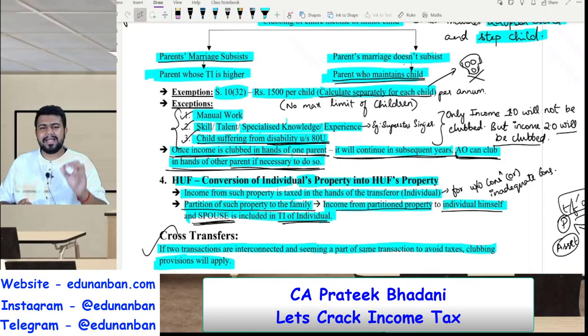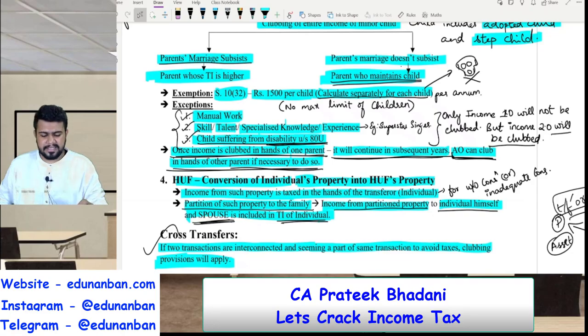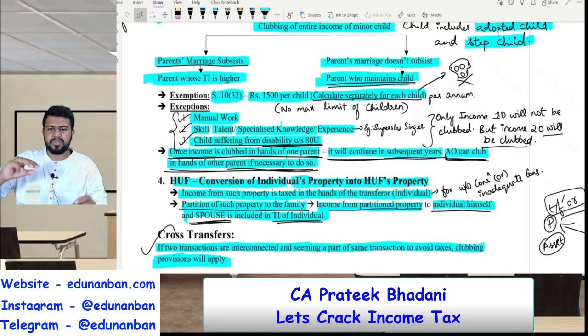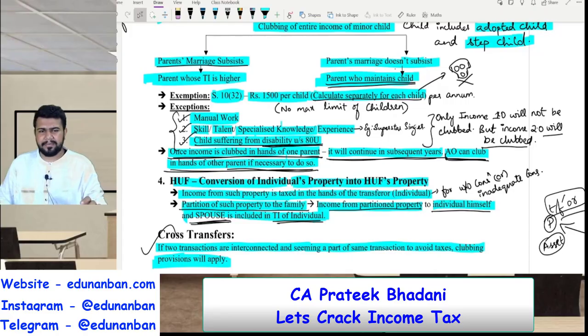And number three, child suffering from disability under section 80U. I told you that the child will get the benefit of deduction under 80U. Hence, if a child is suffering from disability under section 80U, then the income of such child will not be clubbed in the hands of the parent. So three exceptions: manual work, skill, talent, specialized knowledge, experience, etc., and child suffering from disability under section 80U. In these three situations, if the income is earned, it will not get clubbed in the hands of the parent. The income tax will be paid by the children themselves.